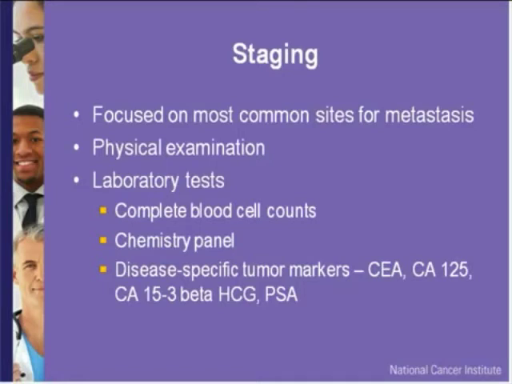And so the kinds of things that are included in a staging evaluation would include a physical exam, would be looking at laboratory tests, and the types of lab tests that would be considered would be a complete blood cell count, doing a regular chemistry panel. There are a number of disease-specific tumor markers, and some are listed here, that help us to provide prognostic information about that disease. And some of these tumor markers are really helpful tools in following response to treatment or potentially recurrence of disease into the future. But so for particular types of cancer, a disease-specific tumor marker may be evaluated.